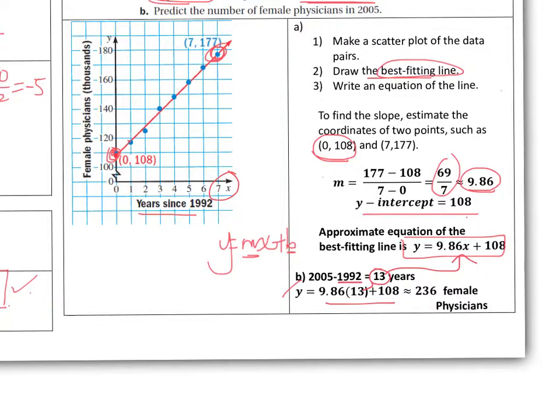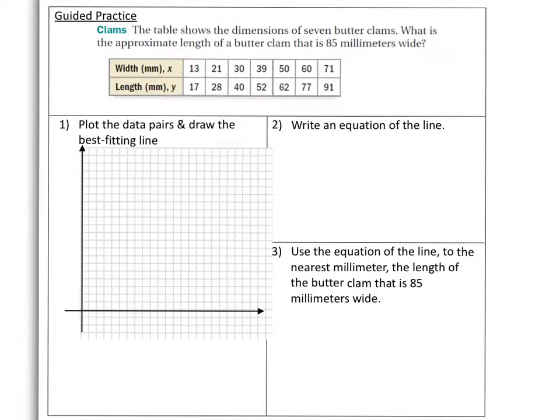Okay, let's do a practice problem. Clams. The table shows the dimensions of 7 butter clams. What is the approximate length of a butter clam that is 85 millimeters wide? So it's a two-step problem. First, we need to plot the data pairs and draw the best fitting line.